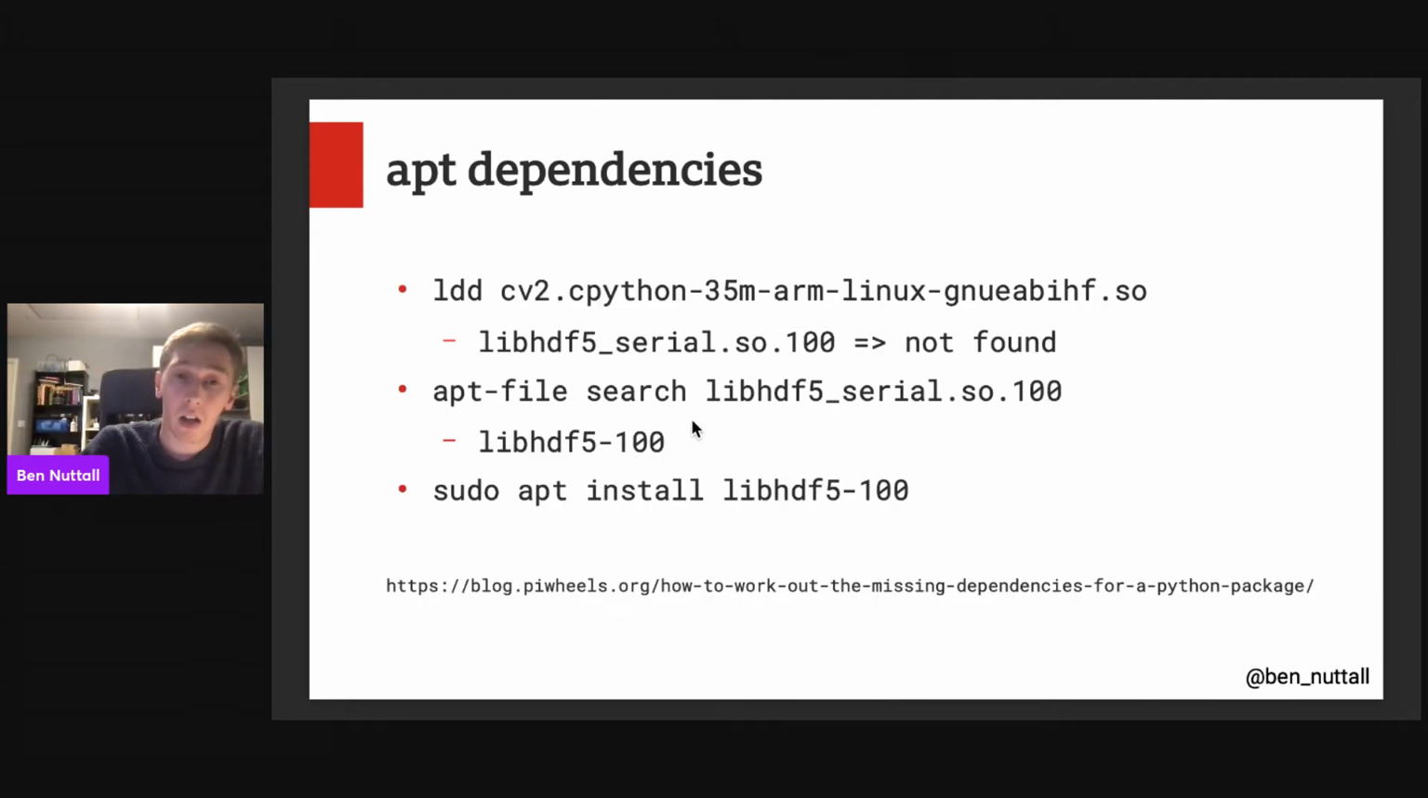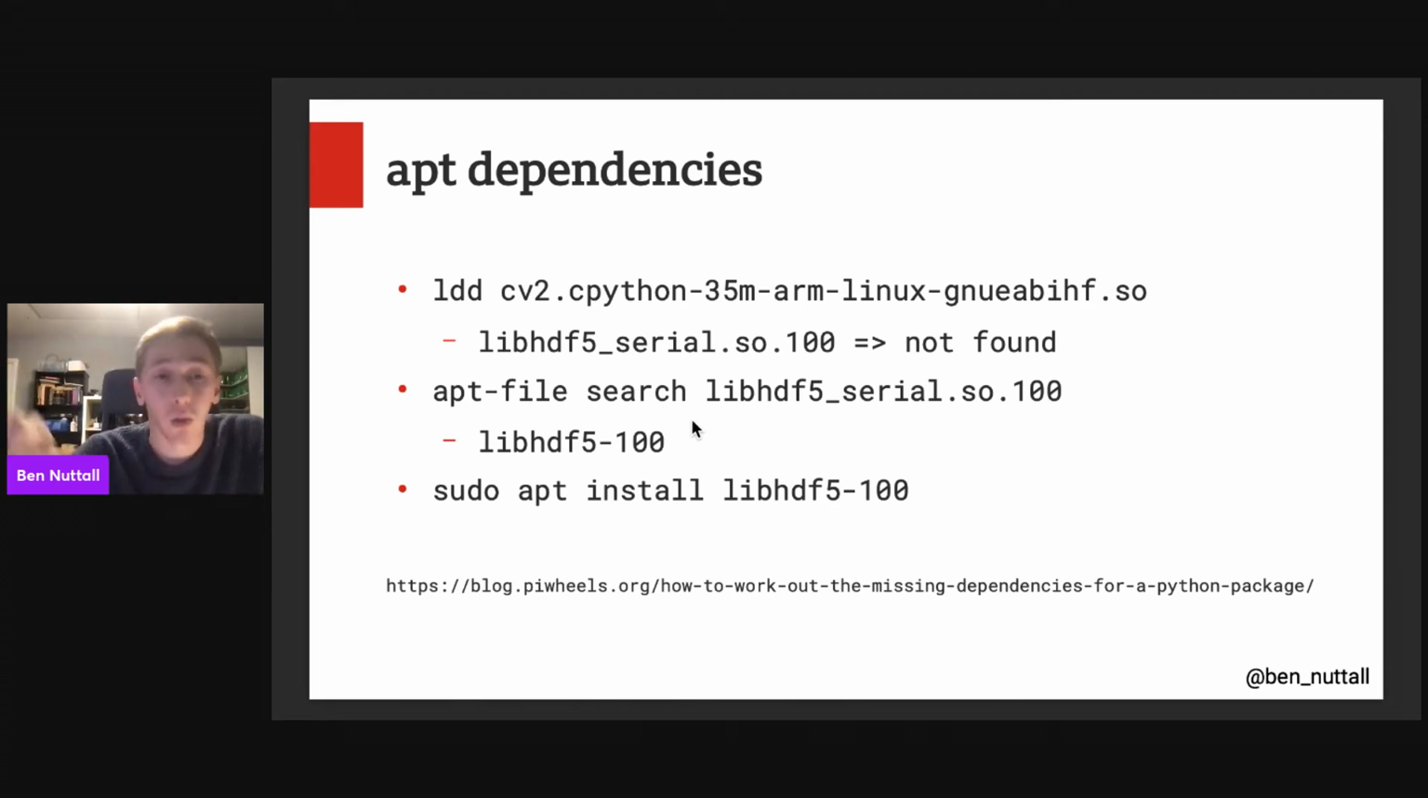The way we do that is I actually wrote a blog post a few years ago, how to work out the missing dependencies for a Python package, and this blog post has had more hits than anything else I've written on the piwheels blog, and it's still getting hits every day at the moment. It's basically a case of running ldd on the shared object files that are in the directory where the package is installed, running apt-file to search for any libraries that were not found, and that will tell you, oh, this package provides that shared object file that you need, and then you install those packages.